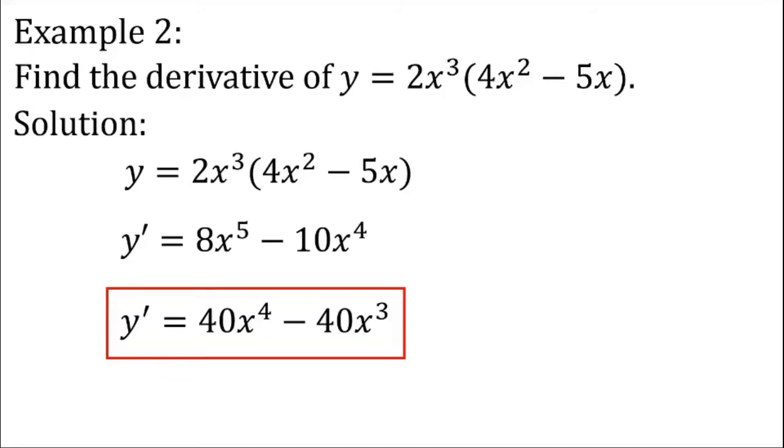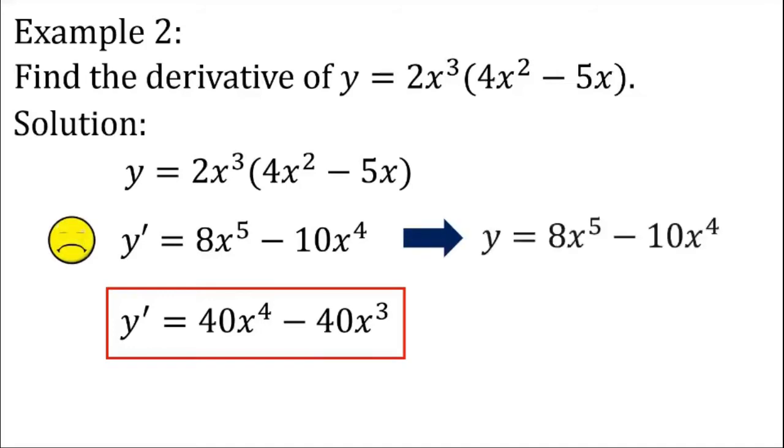Very good. So if we perform distribution first or any kind of manipulation or arithmetic in the equation, but we haven't performed the process of differentiation yet, it should be y. So thank you, Jasmine. So that is the mistake there. It should be y equals 8x to the fifth minus 10x to the fourth.